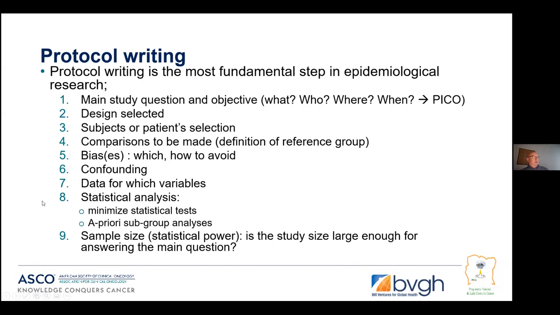And then, for the statistical analysis, I have only two things to say. Oh, it's 40 minutes. Just two things. Minimize the statistical tests. First of all, try to avoid going into plenty of analyses. The only thing you will get is plenty of p-values that are difficult to interpret. And then be careful with subgroup analysis. The protocol must state exactly which subgroup analyses you want to do, a priori, beforehand.